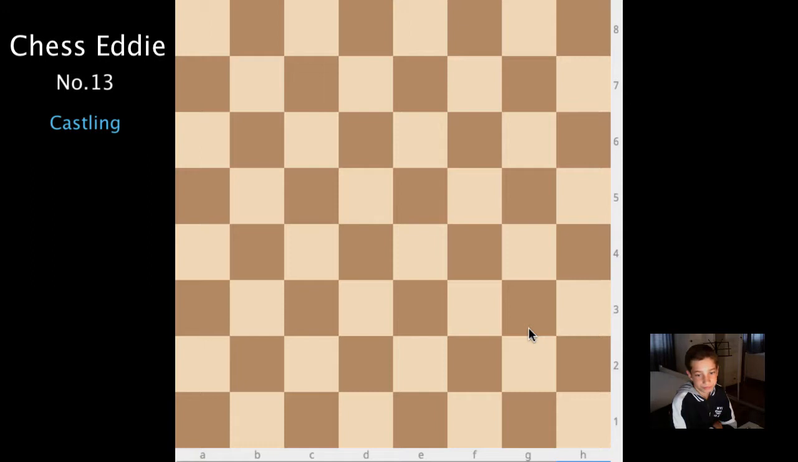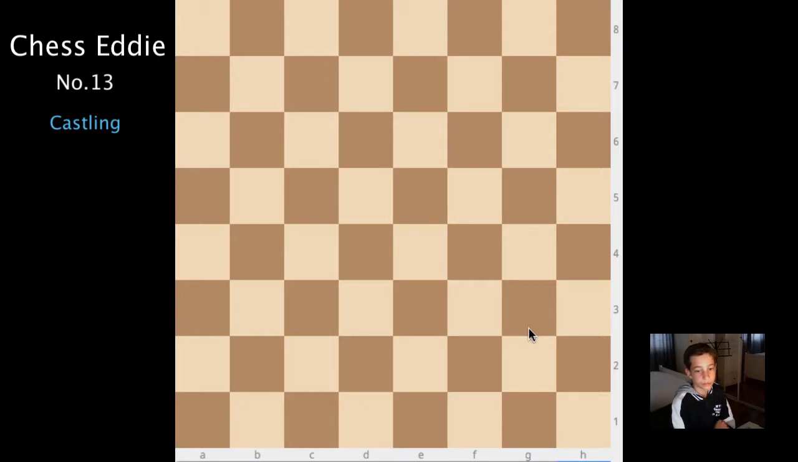For the white king, this means that the king moves from e1 to either g1 or c1. Either rook can then jump or hop over the king and land on the next square. For the white side, this would be d1 or f1.